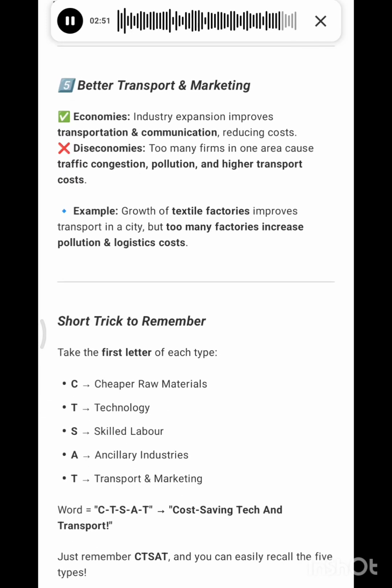Short trick to remember: take the first letter of each type. C, cheaper raw materials. T, technology. S, skilled labor. A, ancillary industries. T, transport and marketing. The word equals CTSAT: cost-saving, tech and transport. Just remember CTSAT, and you can easily recall the 5 types.